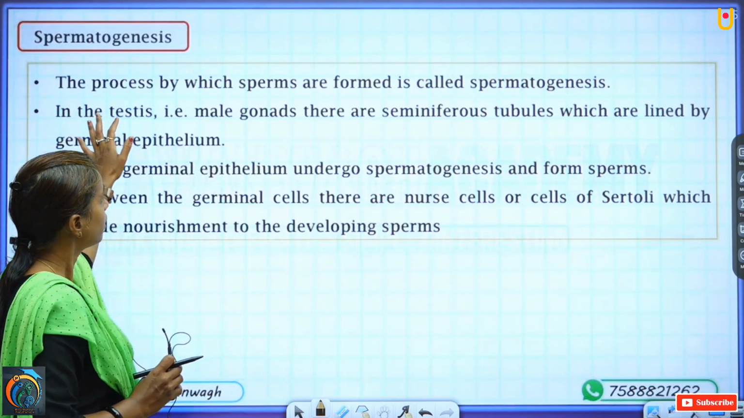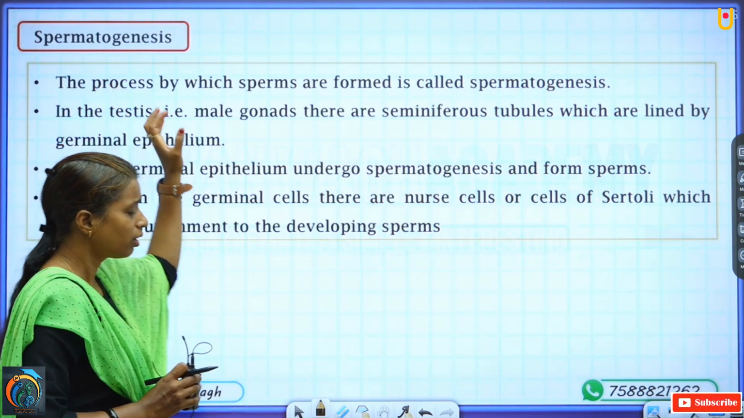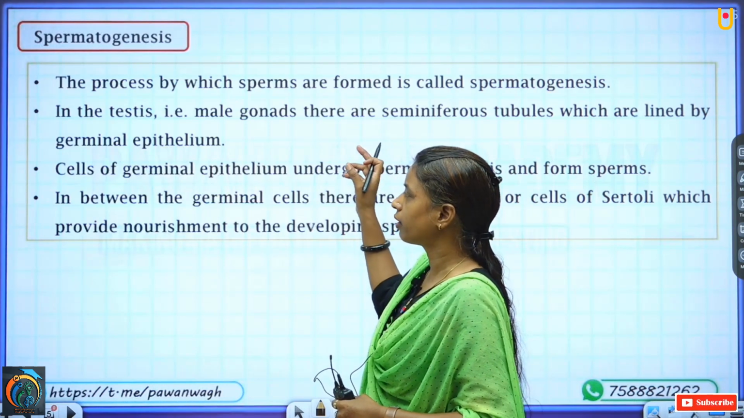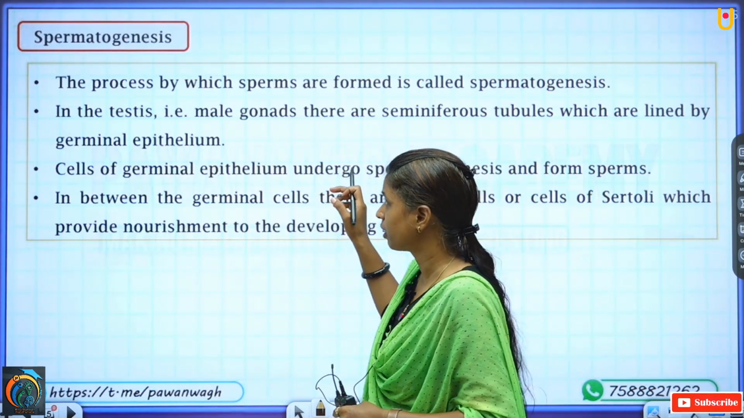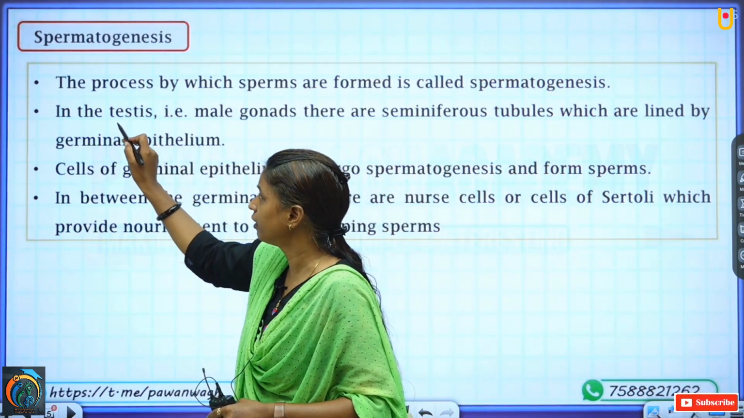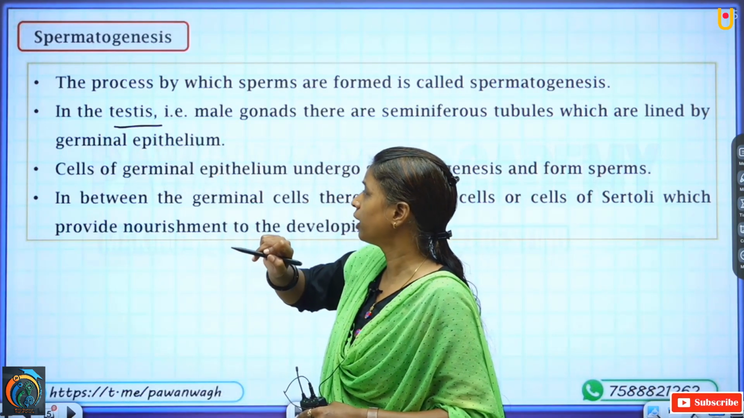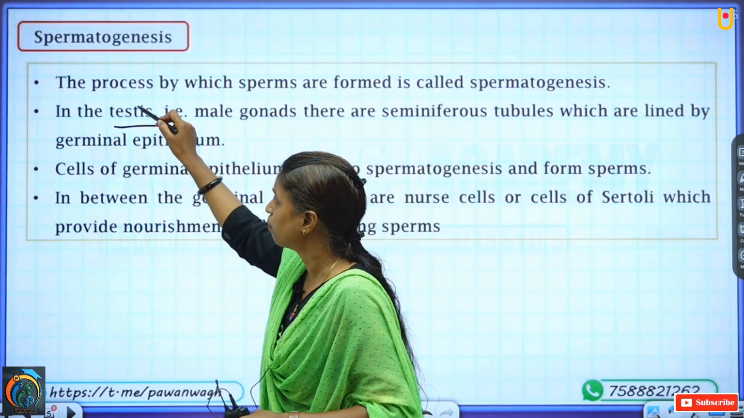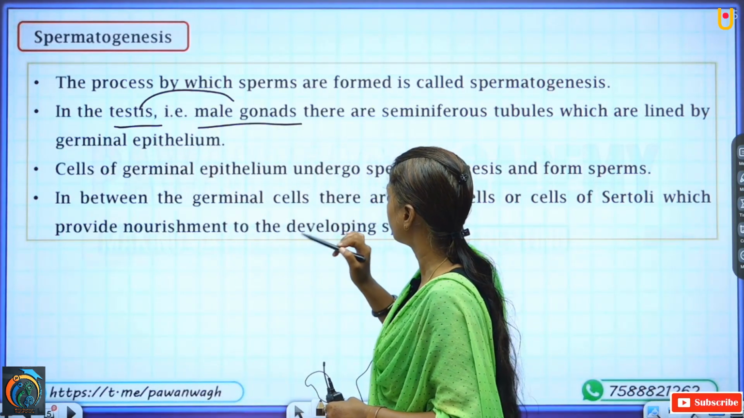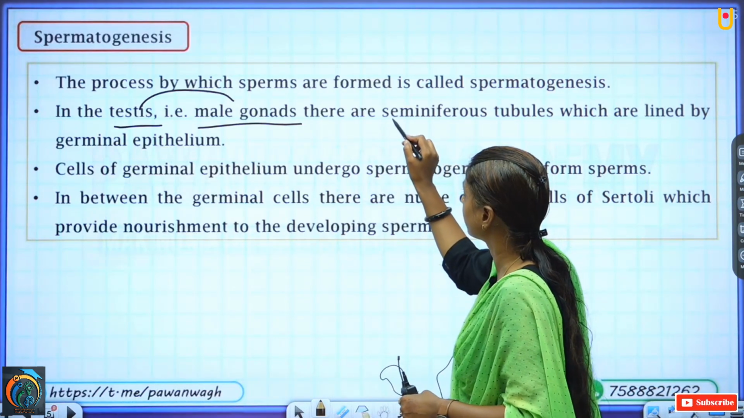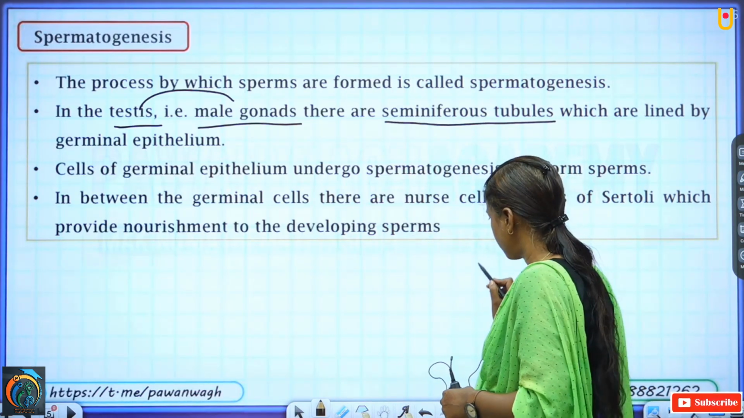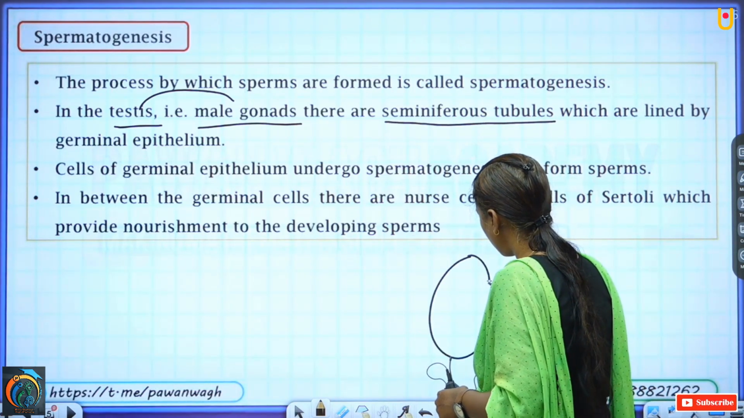Now, here the formation of sperm is taking place, but in which part is the formation of sperm taking place? This process, the process of spermatogenesis, occurs in the testes. Okay, and these testes are part of the male gonads. Now, in these testes, what happens? Again, there is a tubular structure. We are calling it seminiferous tubules. See, seminiferous tubules are there.